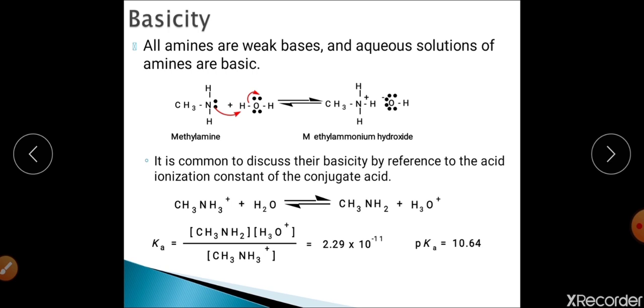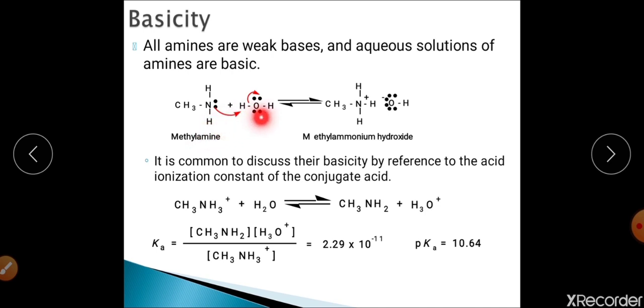Now when we talk about the basicity of the amines, we know that in amines, nitrogen contains a lone pair of electrons, right? And this lone pair of electrons is responsible for the basic nature of amines. We know that amines are basic because of the presence of this lone pair of electrons on the nitrogen. Generally, amines are weak bases and aqueous solutions of amines are generally basic.